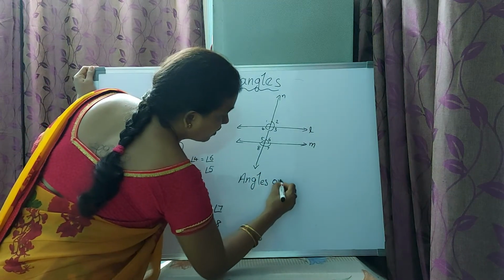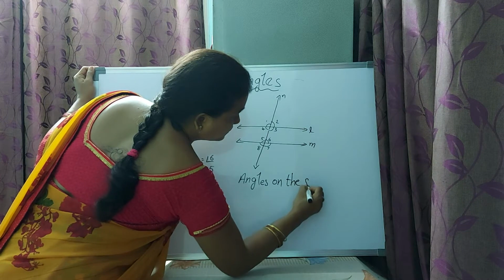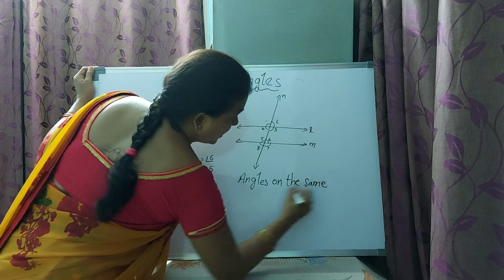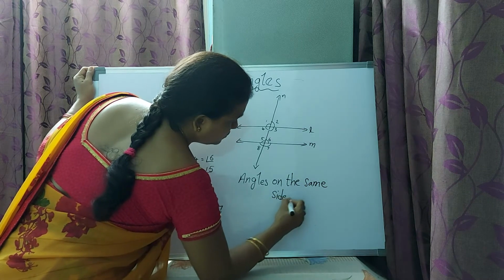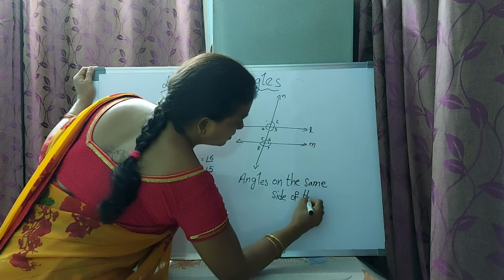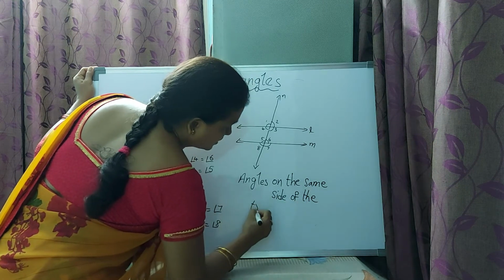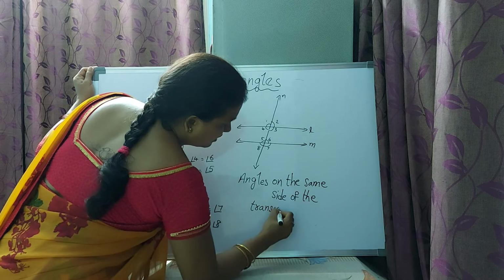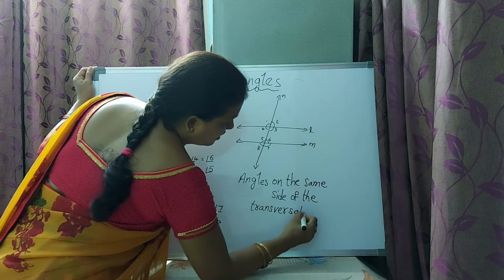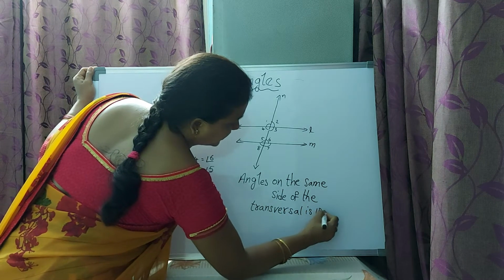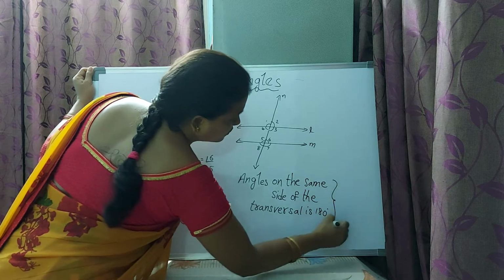Angles on the same side of the transversal is 180 degrees. What are those?